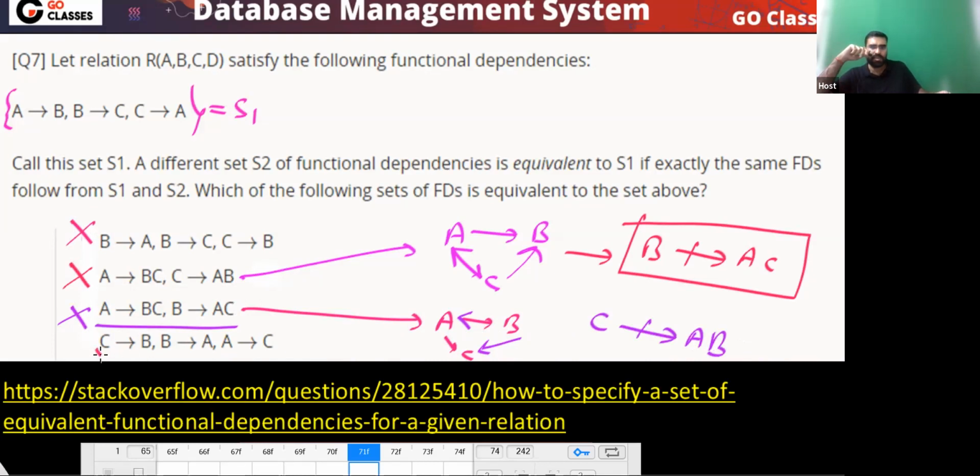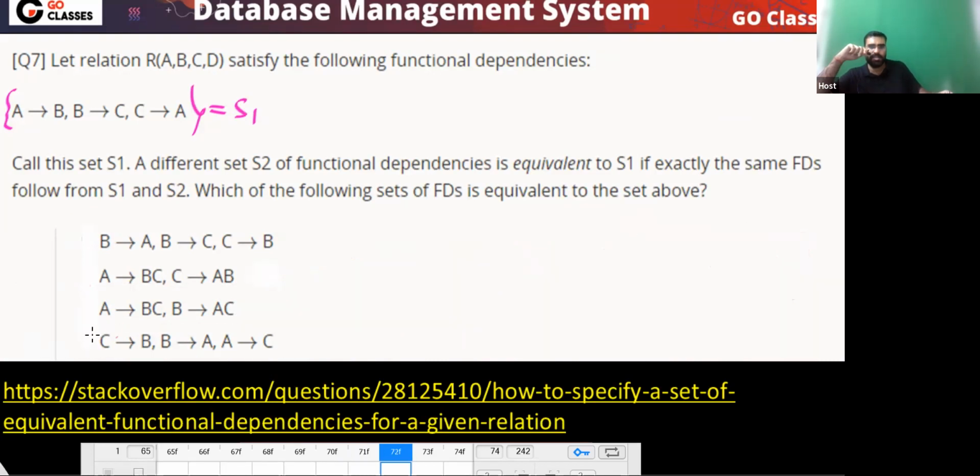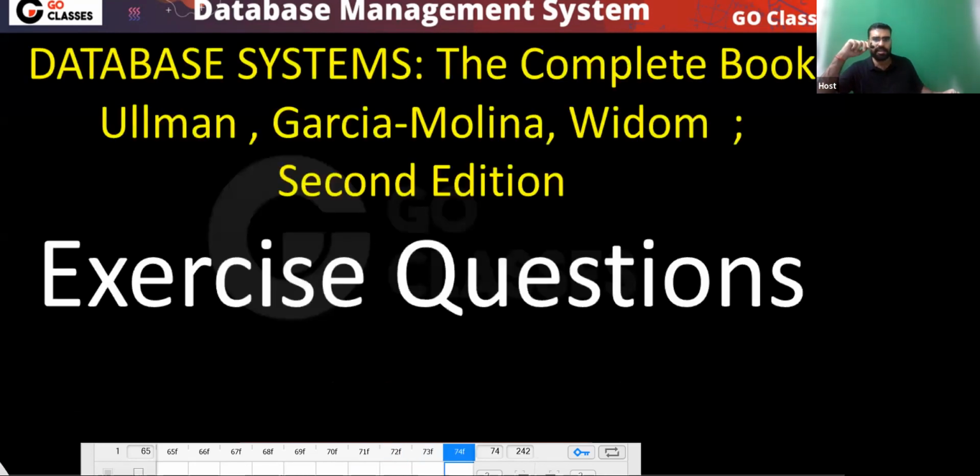What about this last one? C determines B, B determines A, and A determines C. This is correct, right? This is equivalent to S1 because C can determine B, B can determine A, A can determine C. Is this question clear to everyone? Okay, only the fourth is correct. Very simple question. Now let's see the next.